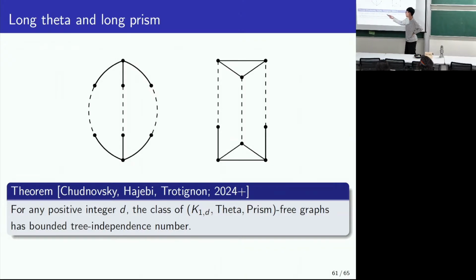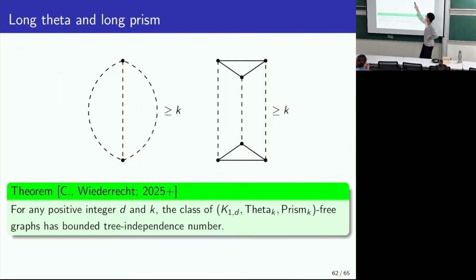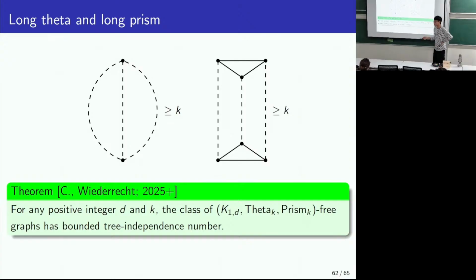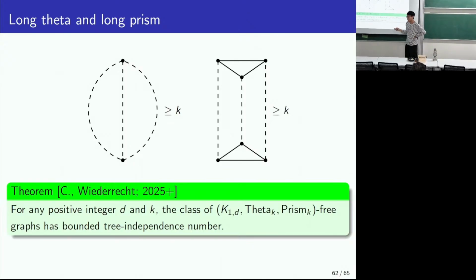Marcin Briański, Sekar, Hajebi, and Nicola also showed that for any positive integer d, when we forbid K_{1,d} and these two graphs as induced subgraphs, then we have bounded tree independence number. We generalize this theorem so that we may guarantee that these paths between here and here should be low. So this is one application.